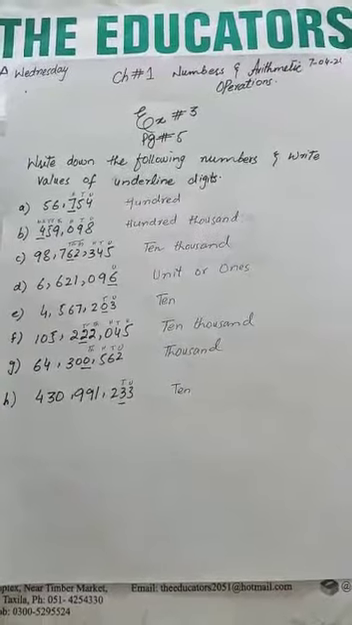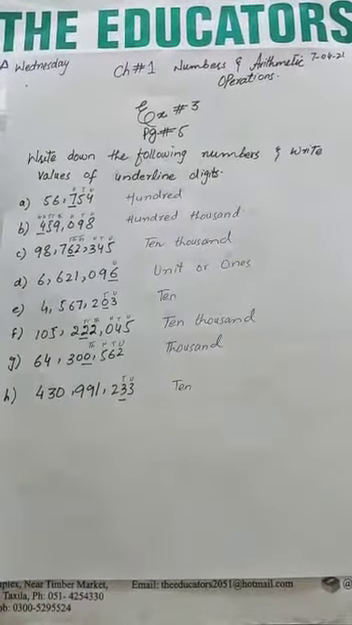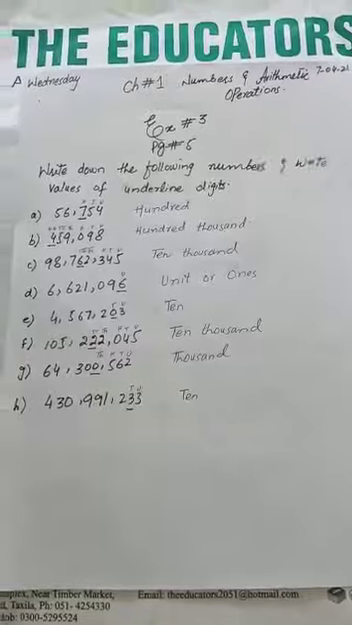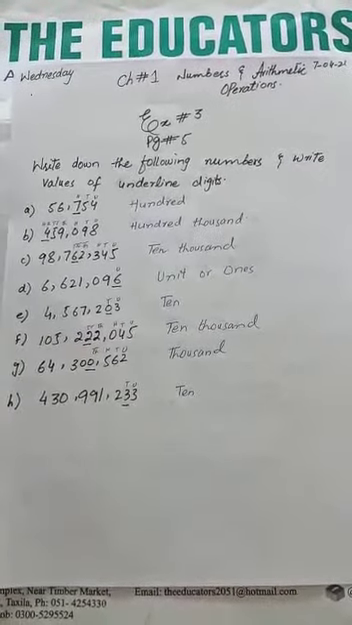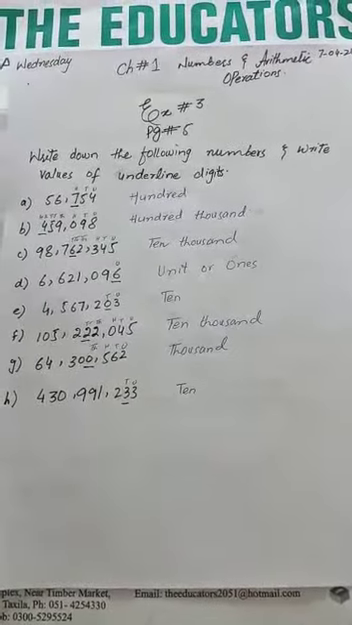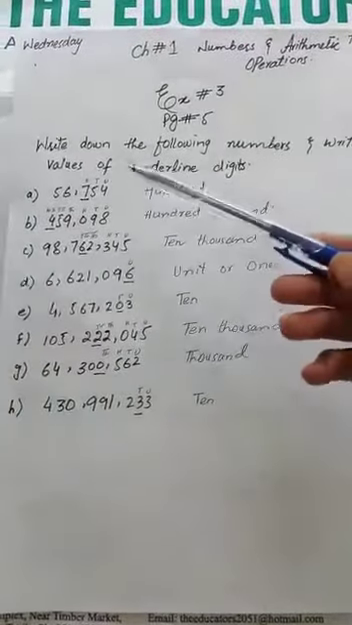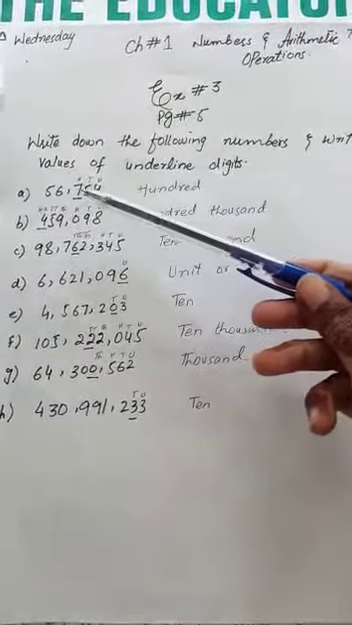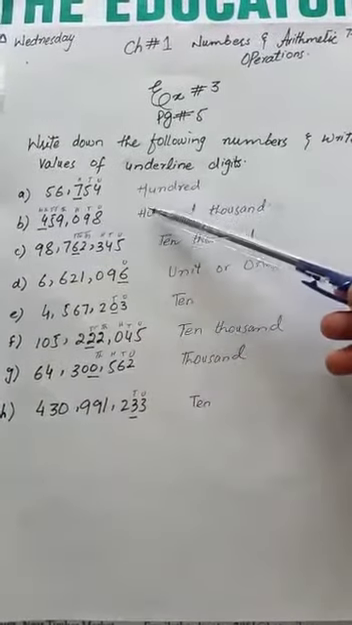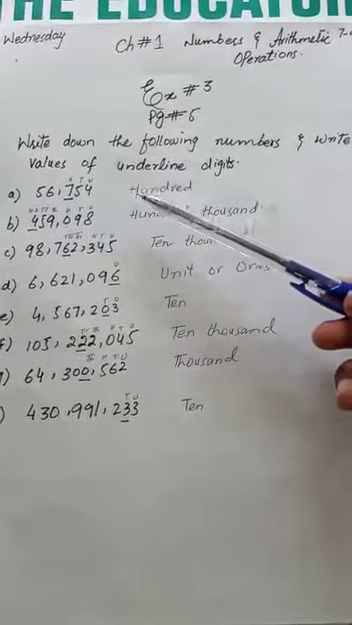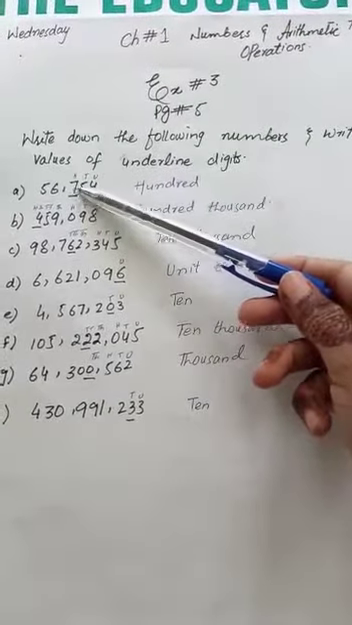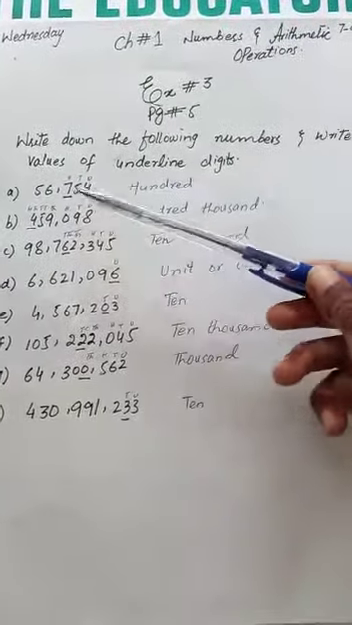Today we will start exercise 3 on page number 5. The question is, write the values of underlined digits in the following questions. In the first part, the question is 56,754. So we have to write the place value of this digit, that is 7.